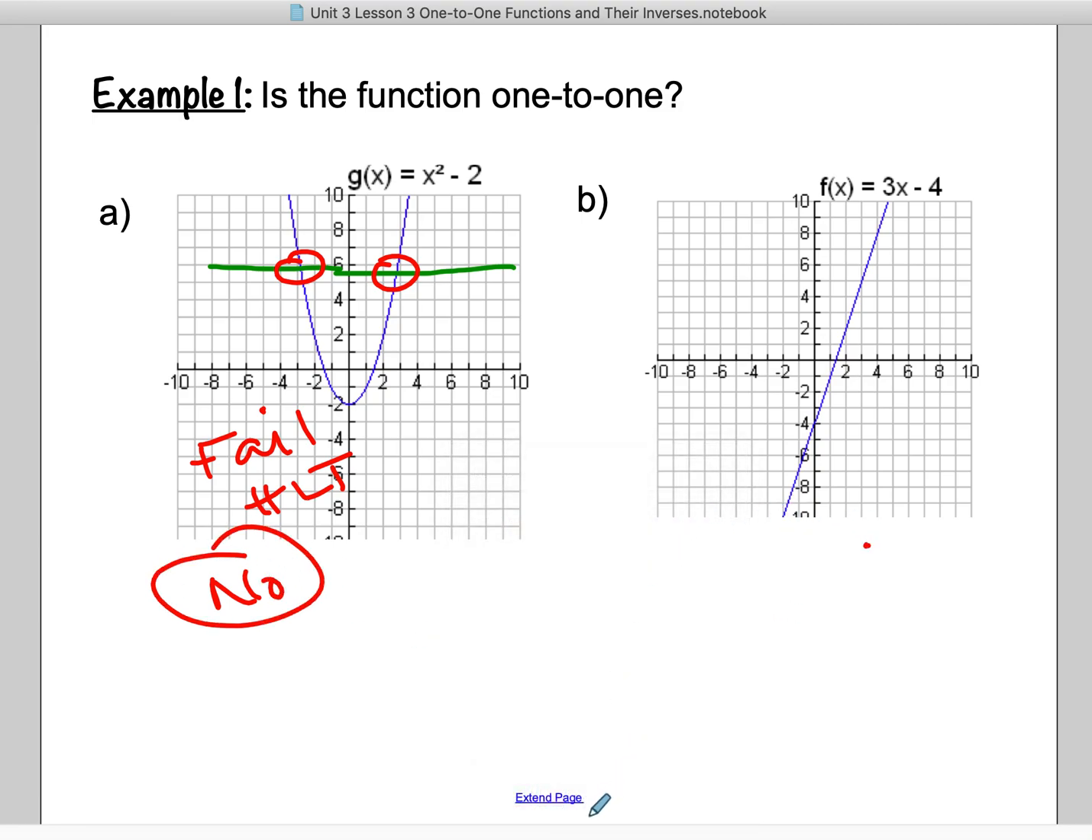Here, go ahead, draw myself a horizontal line. Did not do a very good job of drawing it straight, but there you go. Horizontal line test. If I go across here, am I only touching one point at a time? Yes, I am. So it would pass the horizontal line test. So is it a one-to-one function? Yes, it is.